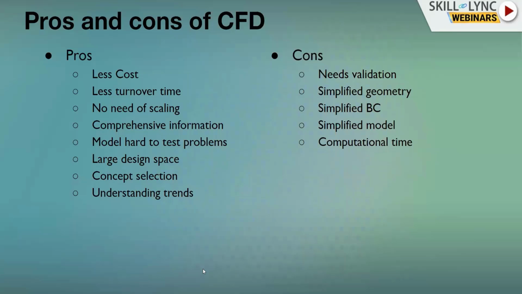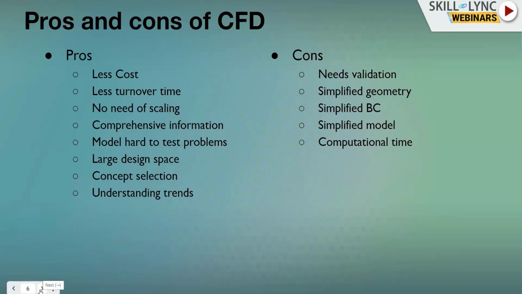And the other one is the simplified geometry. Most of the time we end up simplifying the geometry because of the meshing requirements or some other reasons. So we don't try to model the complete geometry. So we have to simplify the geometry, and that will have some impact.